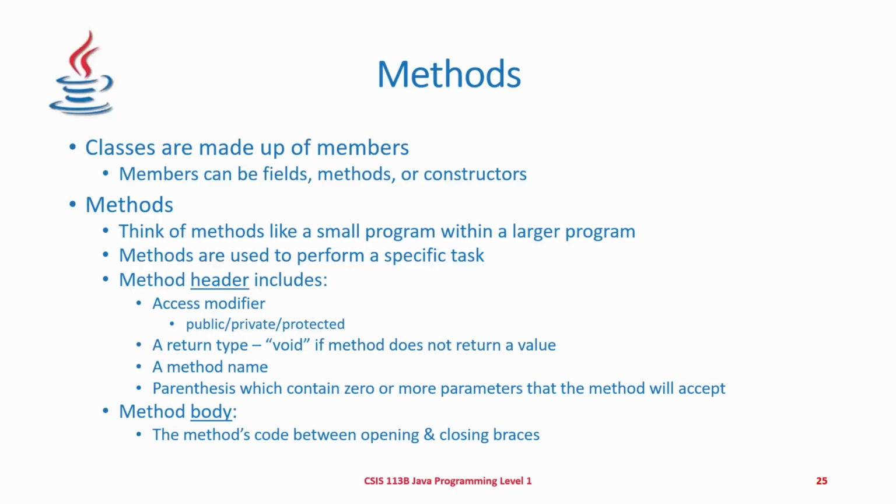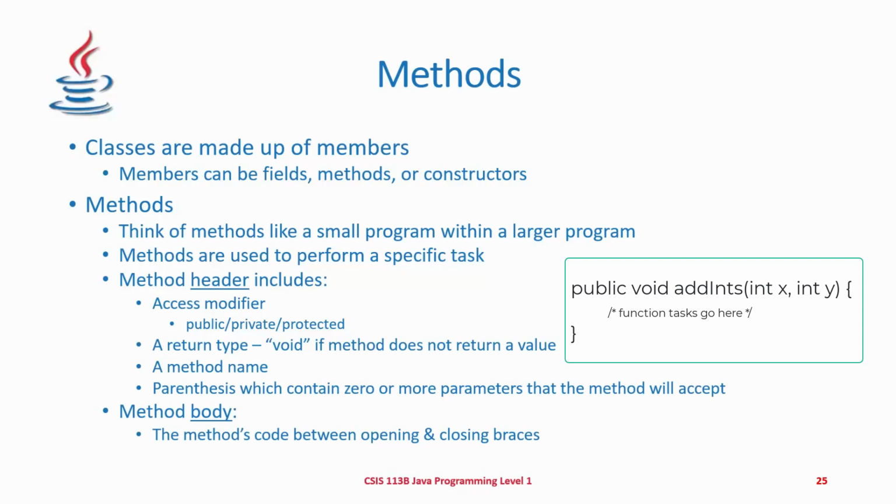Methods are the actual activity, the actual tasks that are being completed within the program. Think of a method like a small program within this larger program that is our class. Methods, like the class, have a header and a body. In the method header, again, we have that access modifier, whether it's public, private, or protected. You'll be using public in all these assignments. Then you have to have what's called a return type.